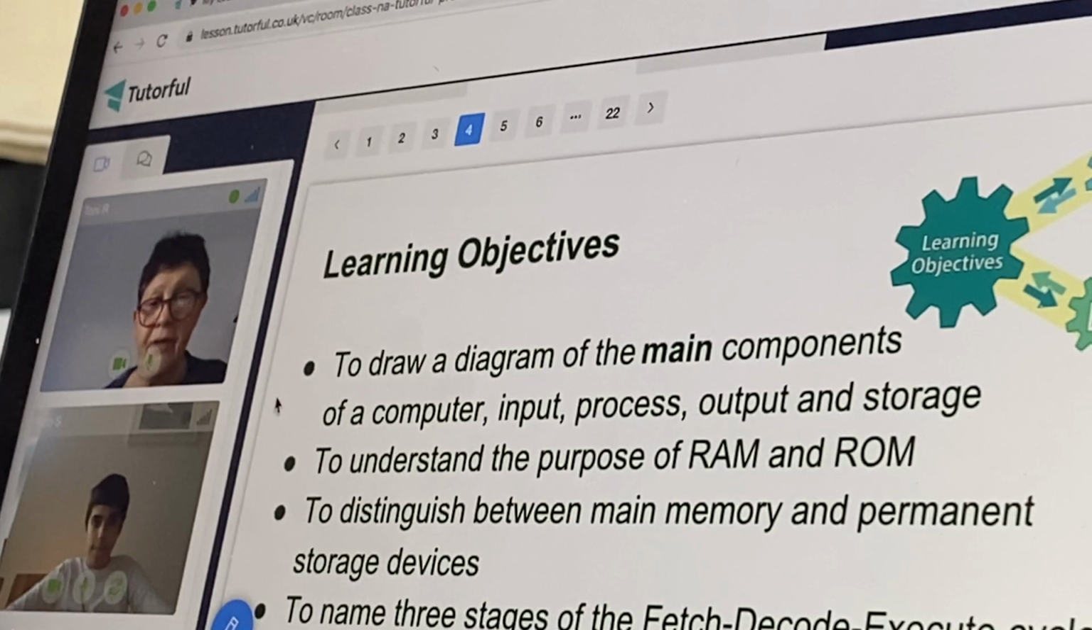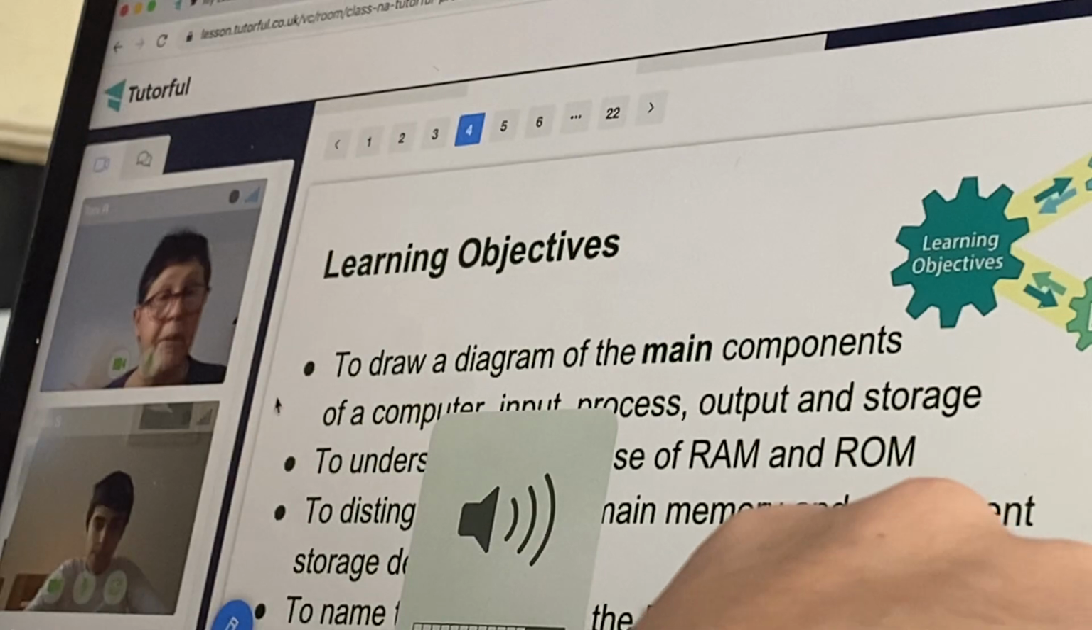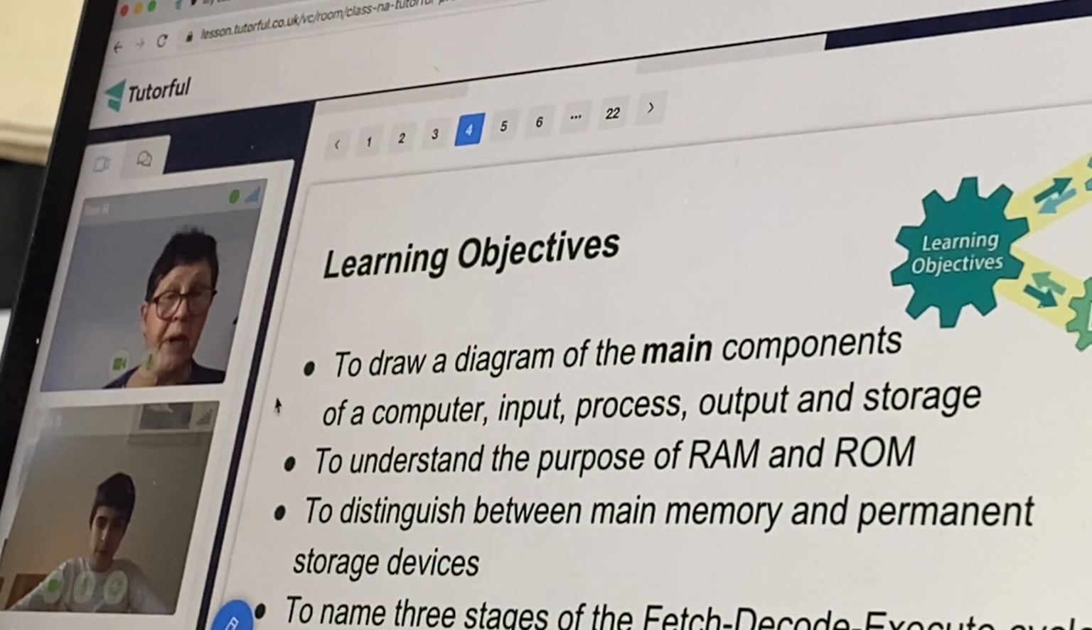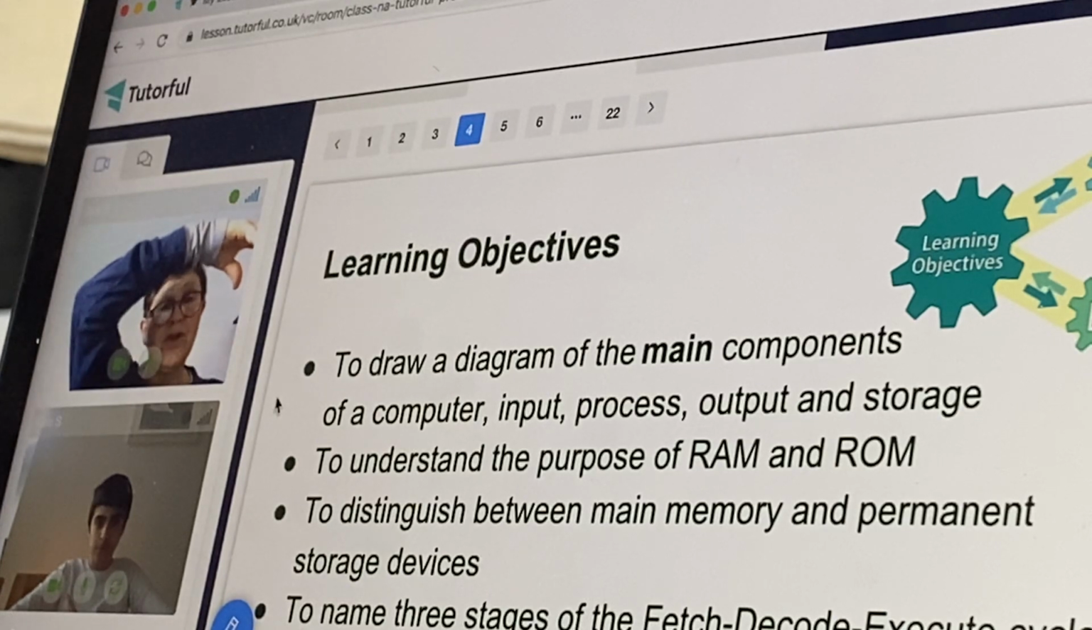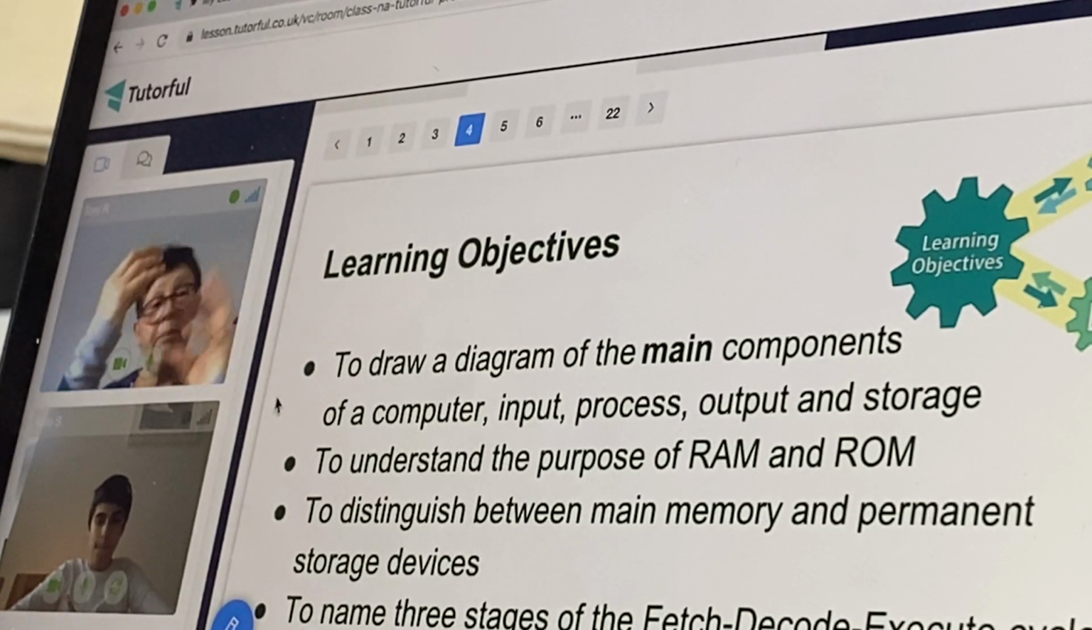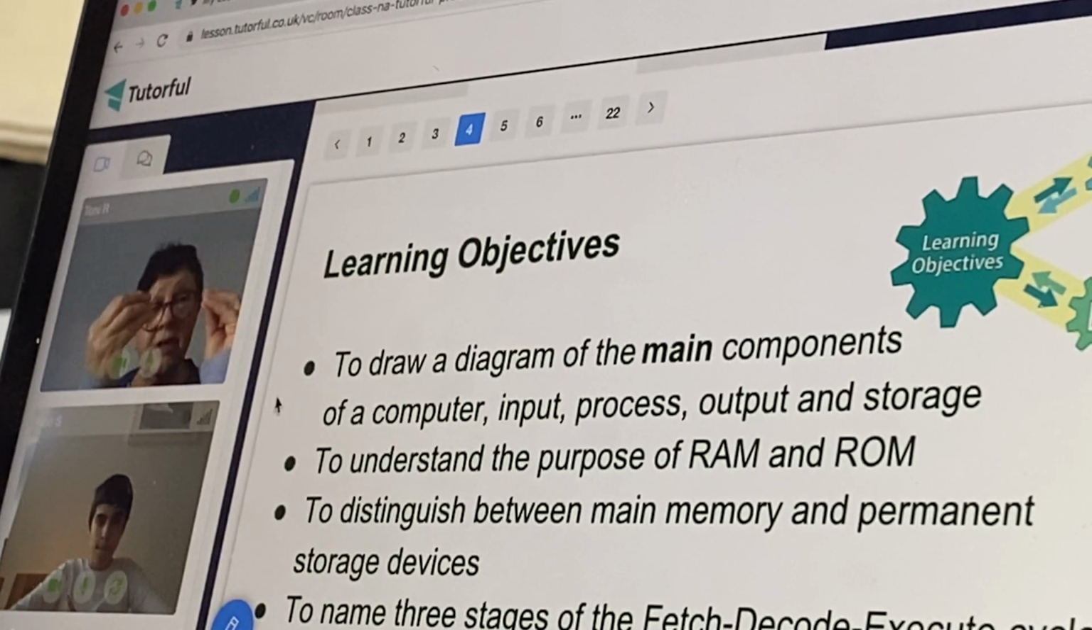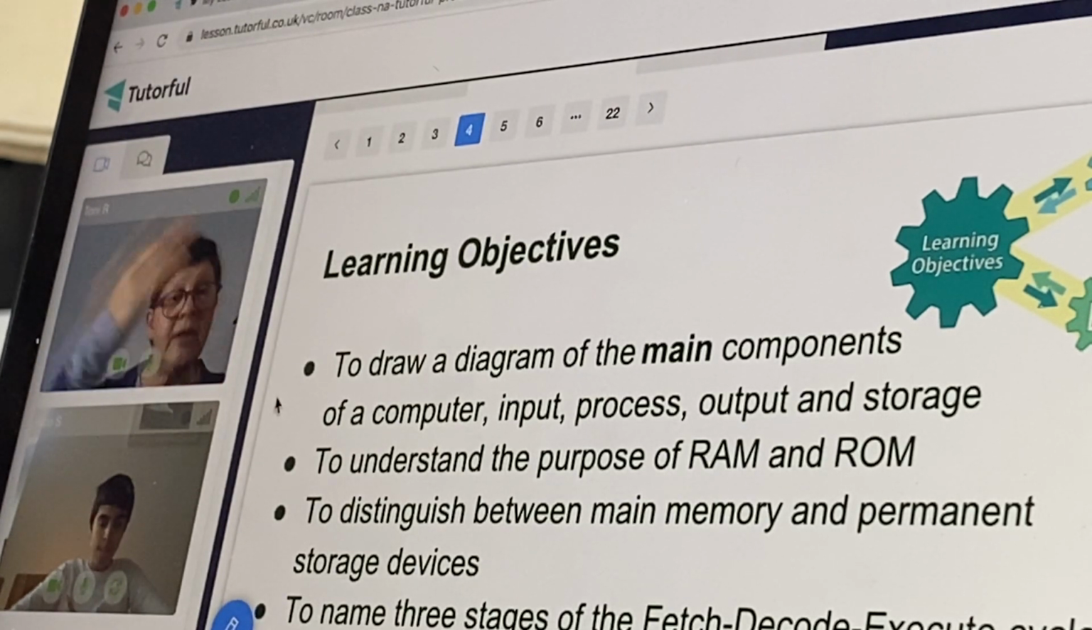Have you ever heard of the fetch, decode, execute cycle? Okay. Basically, that's what the central processing unit does. It fetches the instructions that you want to do. It decodes it by turning it into what the computer understands, and then it executes it, which means it runs it. And it does thousands and thousands and thousands of instructions per second.